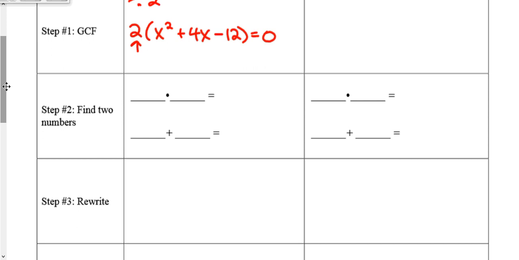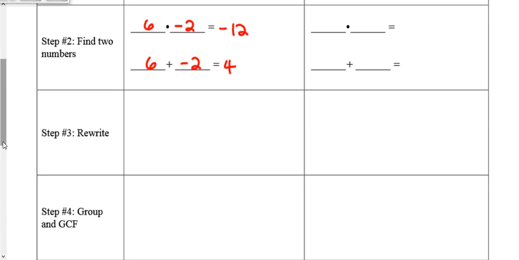So now, remember, we're finding 2 numbers. So we're going to look for 2 numbers that multiply to a times c. Now that we took out our common factor, we actually have new a, b, and c values to work with. So a times c would be 1 times negative 12, which is negative 12. Our b value is 4. So we want 2 numbers that multiply to negative 12 and add to positive 4. Those numbers would be 6 and negative 2. They multiply to negative 12 and add to positive 4.